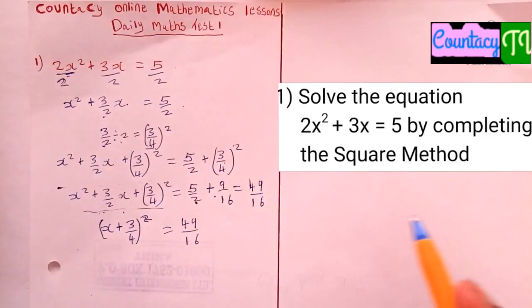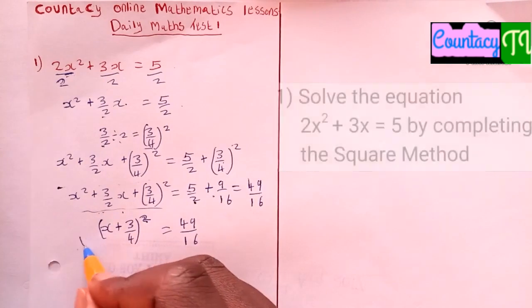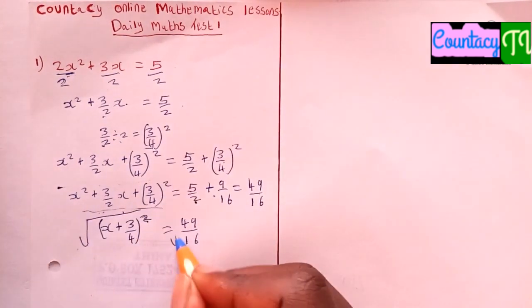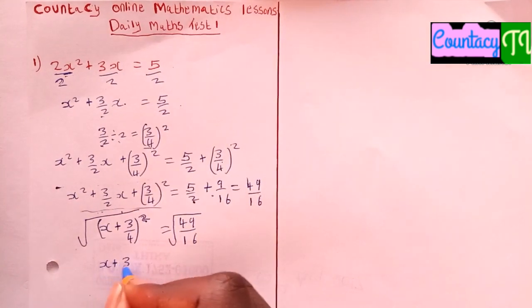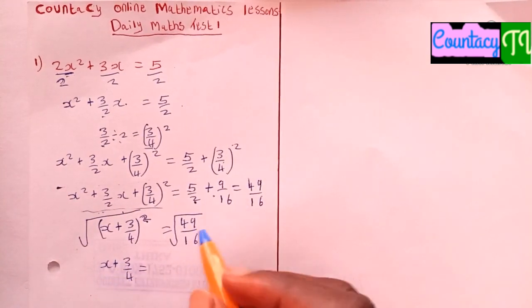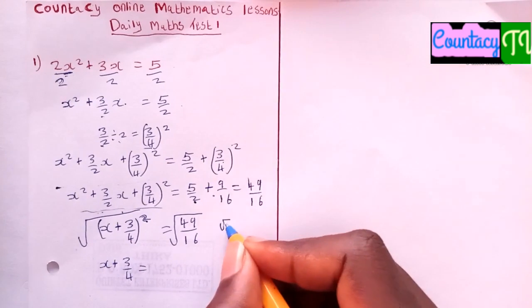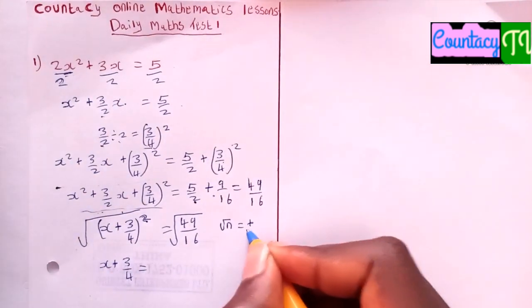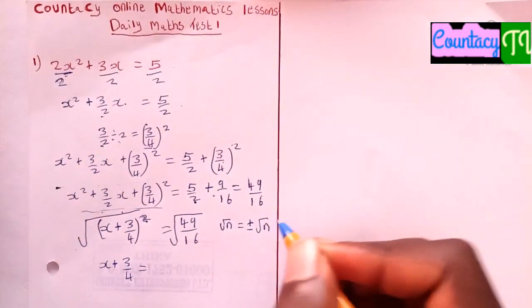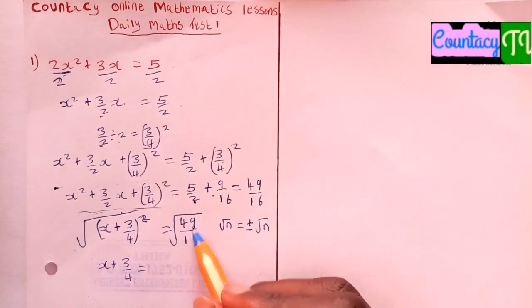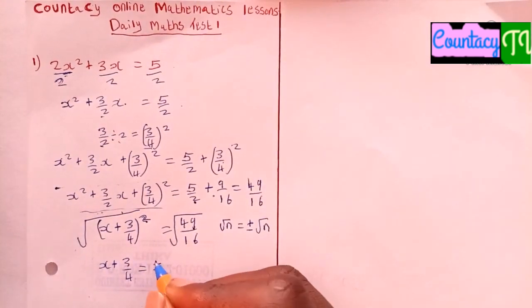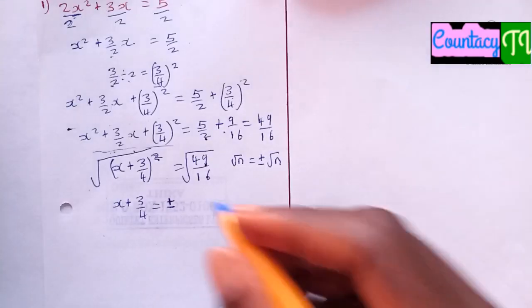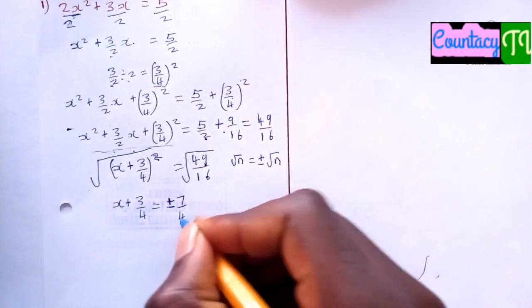In order to get rid of the square, we can find the square root all over. To have (x + 3)/4 equals, remember, the square root of any number is equal to plus or minus the square root of that number. So the square root of 49 over 16 is equal to plus or minus 7 all over 4.